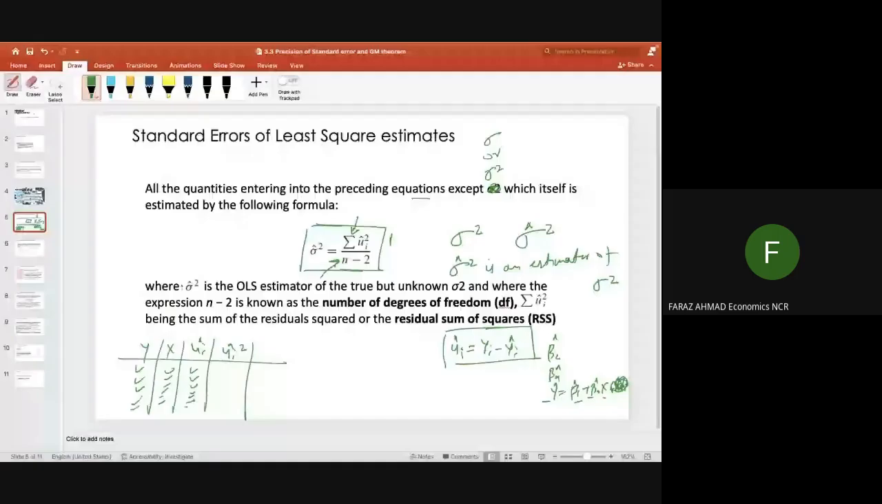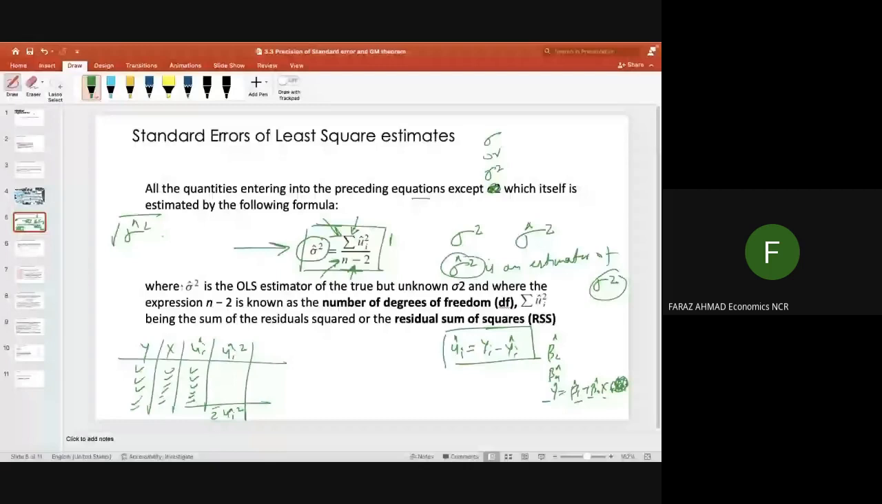When you get u hat, you can write it here, right? And then you square them and then you add them. You got your numerator, and then divided by n minus 2, you get sigma hat squared. And sigma hat squared is an estimator of sigma squared. If you have sigma hat squared, you can take the square root to calculate sigma hat.